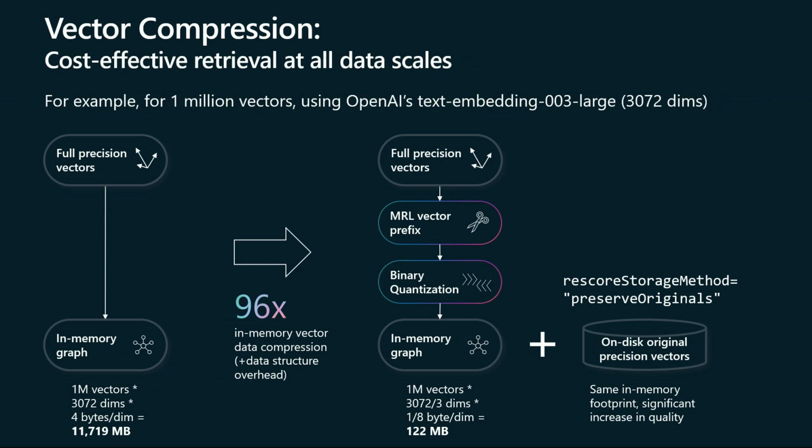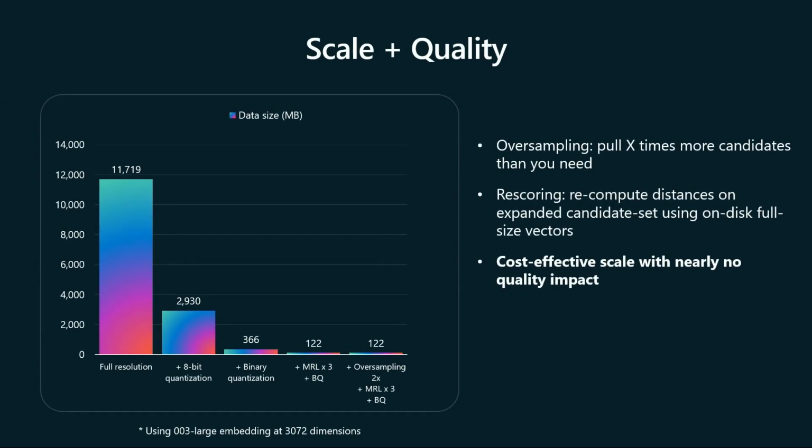So that gives you a sense of how many options you have here. Of course, again, you can ignore all of these and just turn it on, and it'll be good. But as your application gets sophisticated, you want to have this kind of optionality. This visual gives you a sense of the different sizes, starting from the left with full resolution vectors per million documents for this scenario, to 8-bit quantization, to 1-bit quantization, and then 1 bit plus vector prefixes.